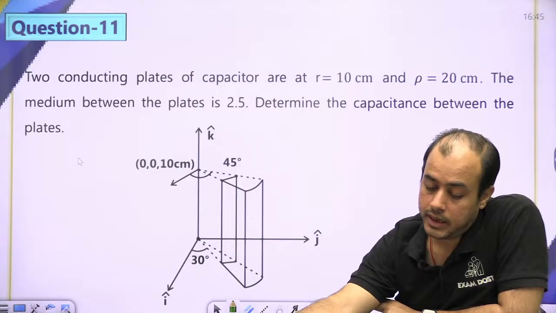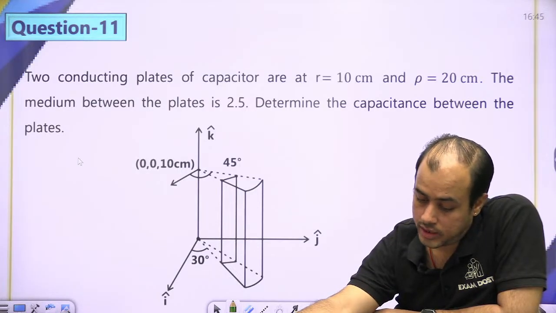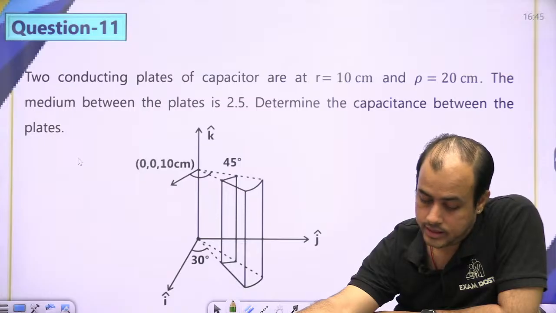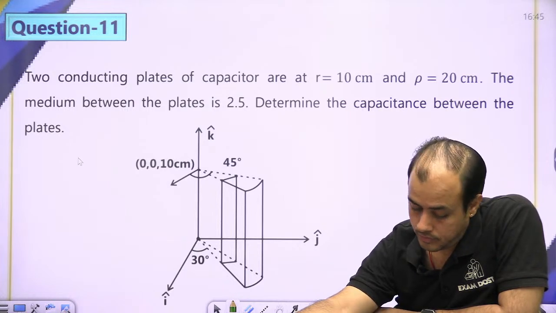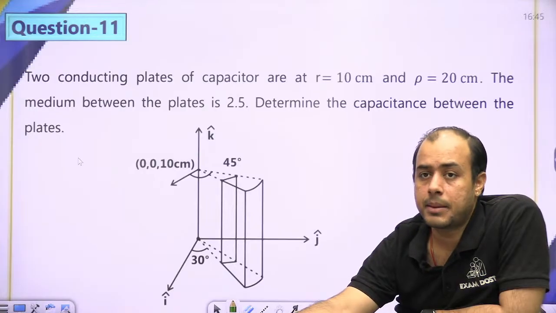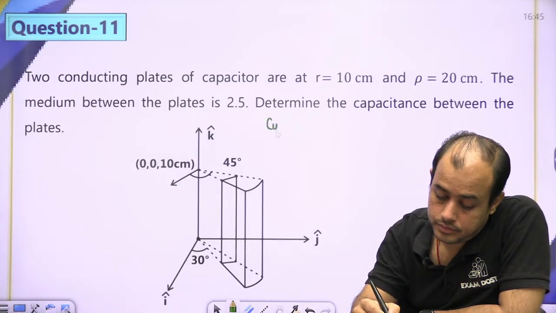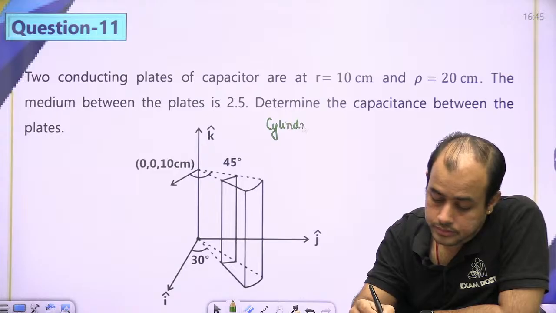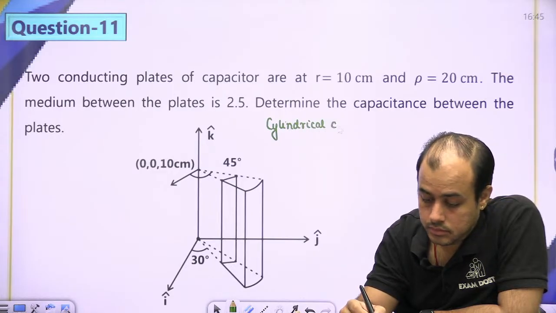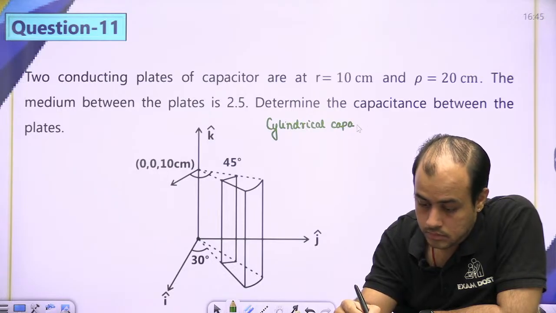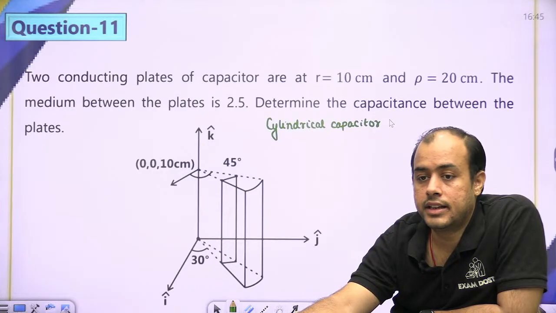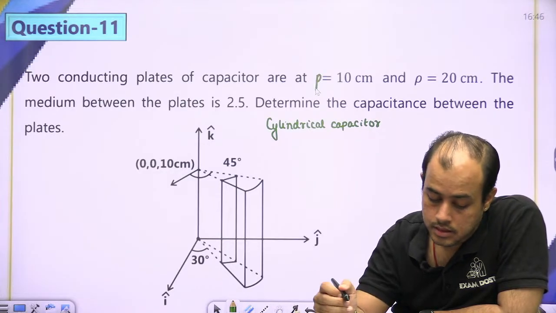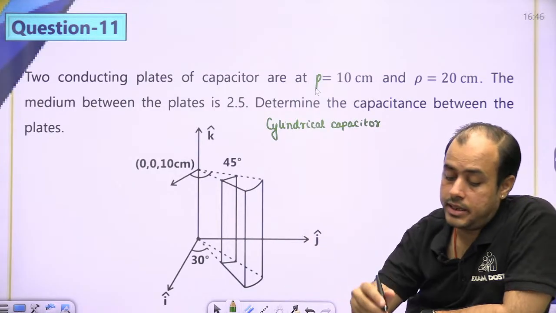Now two conducting plates of capacitor are at rho equal to 10 and rho equal to 20. Okay. The medium between the plates is 2.5 capacitance between the plates. So this is a cylindrical capacitor, because it is given in terms of rho and height is given as 10 centimeter.